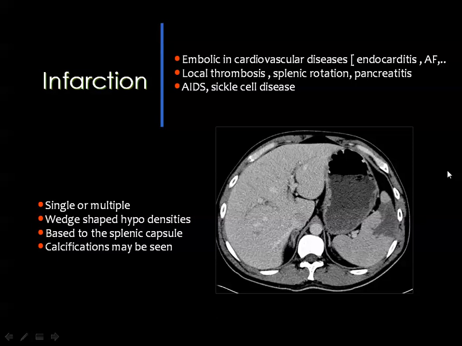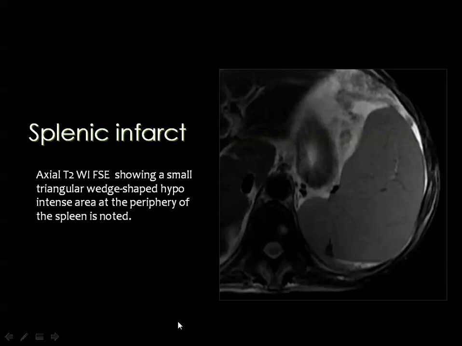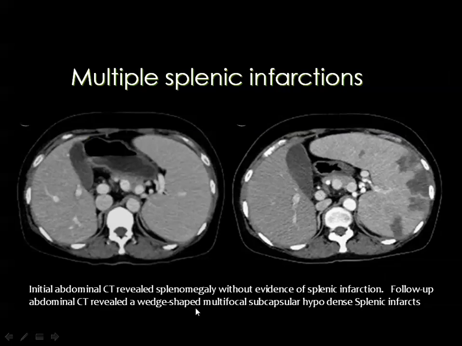Infarctions of the spleen have many etiologies, including the embolic causes and the thrombotic causes, as well as the sickle cell disease. And the infarction, by definition, is an area of hypodensity devoid of vascular supply, usually triangular in shape, with base outside and the apex inside. The splenic infarction may be single and may be multiple and may involve the whole spleen.